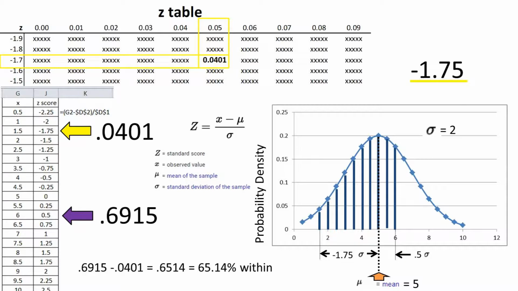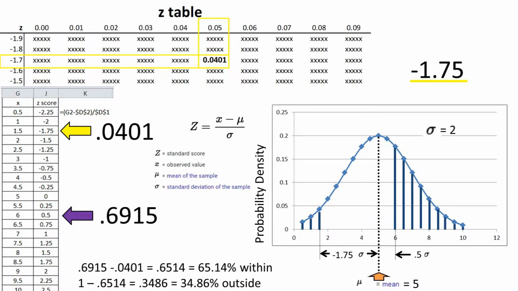Next, let's say we have a higher value and a lower value, and we want to find the probability that the sample will fall between these 2 points. We would take the larger probability and subtract the smaller probability. We get that 65.14% of samples will fall within this range. To finish off this video, let's say we want to find out what the probability it will be outside this range. We can take 1 minus the probability it will be within this range, and we get 38.86% of samples will be outside of this range.